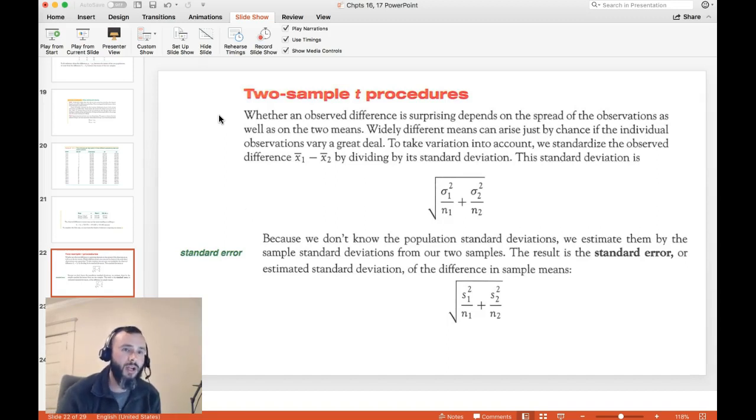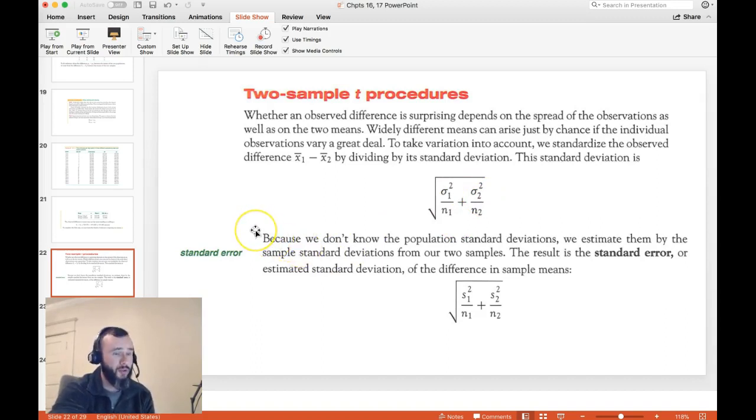So to take variation into account, we standardize the observed difference x1 bar minus x2 bar by dividing by its standard deviation. This standard deviation is the square root of sigma 1 squared over n1 plus sigma 2 squared over n2. So I know there's lots of numbers here. This looks complicated, but this is just the sigma of group 1, and we're squaring it. And this is the sigma of group 2, and we square it. So actually, if you remember, if we take sigma squared, that's the variance. So all this is saying is the variance of group 1 and the variance of group 2.